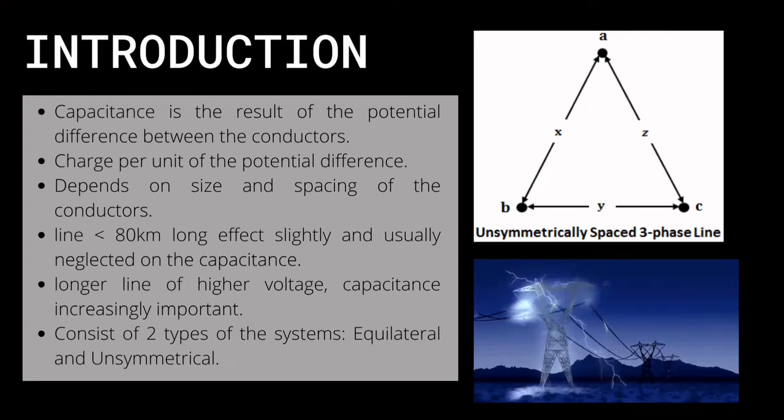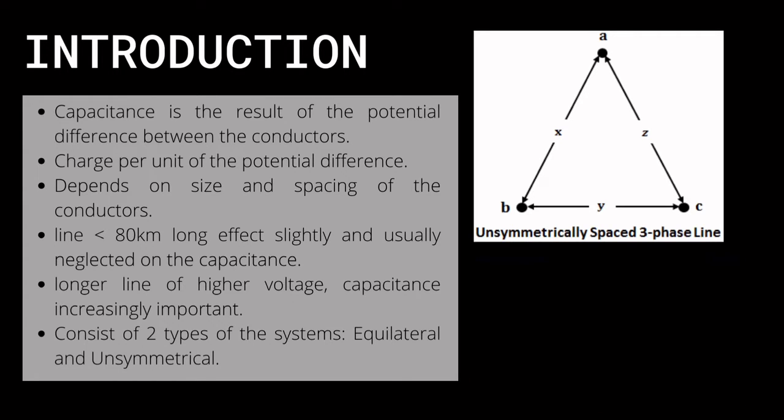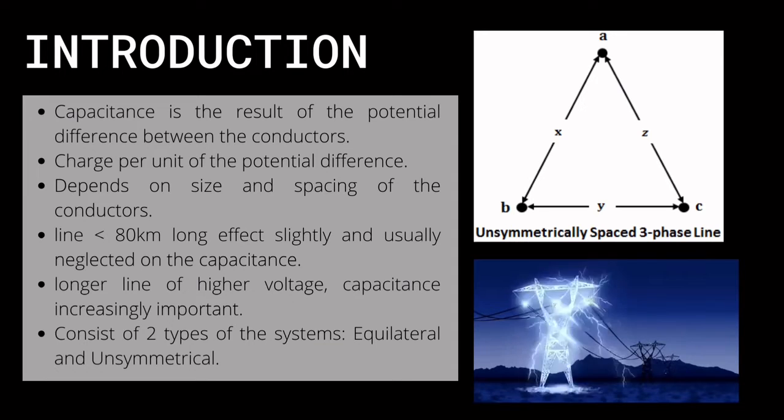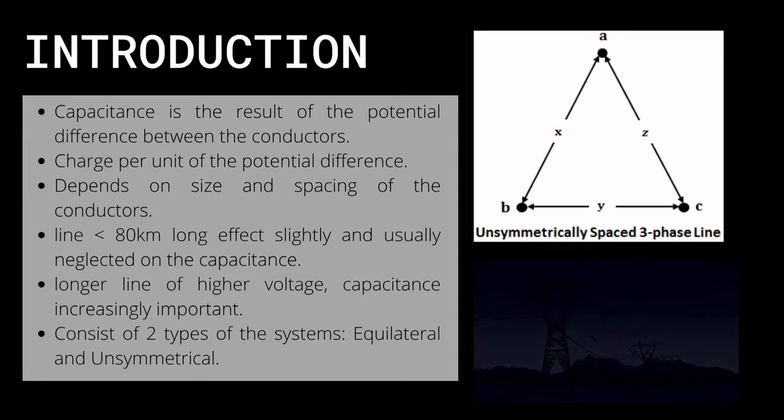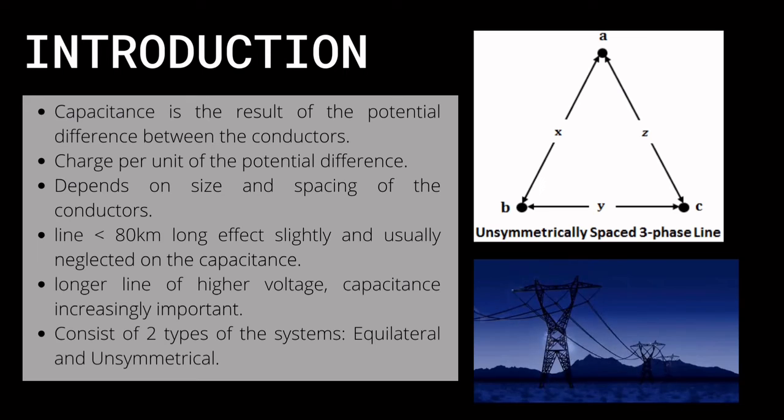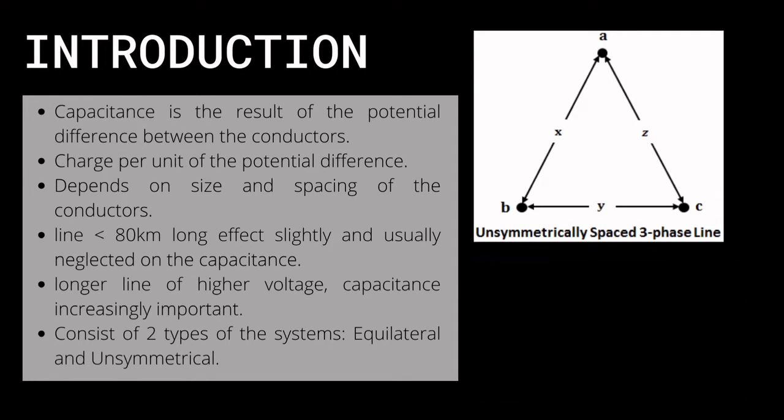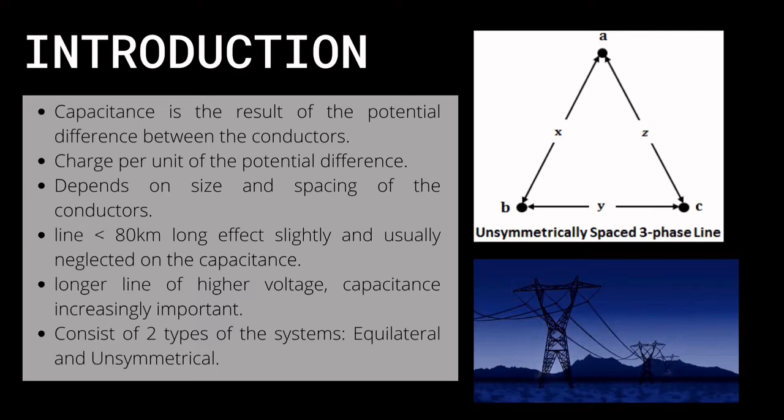Capacitance between parallel conductors is a constant depending on the size and spacing of the conductors. For power lines less than about 80 kilometers long, the effect of capacitance is slight and is usually neglected. For longer lines of higher voltage, capacitance becomes increasingly important.